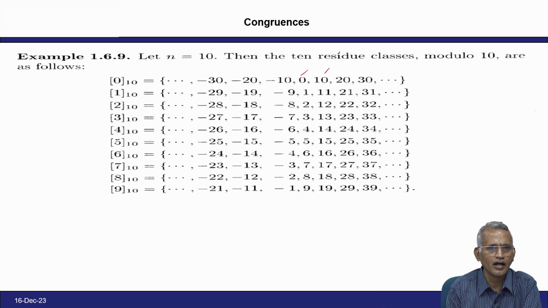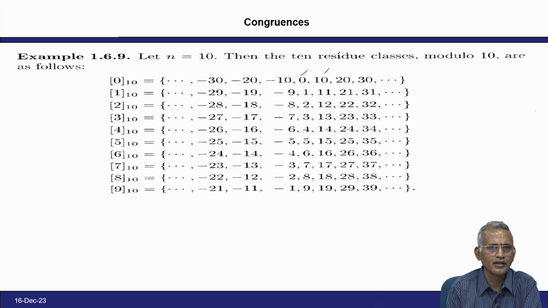Similarly, you take 1 under modulo 10, it becomes 1, and 11 divided by 10, the remainder is 1, and then 21 divided by 10, the remainder is also 1, 31 remainder is 1, and so on. So we have the congruence class of 1 under modulo 10 as minus 29, minus 19, minus 9, 1, 11, 21, 31 and so on. Similarly, go for 2 under modulo 10 and we have it like that.